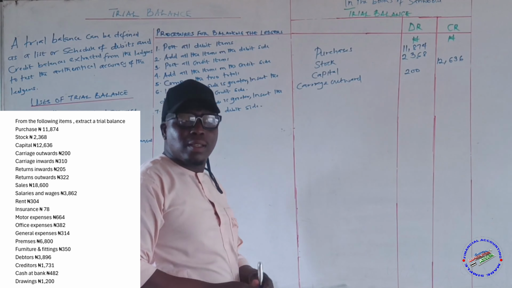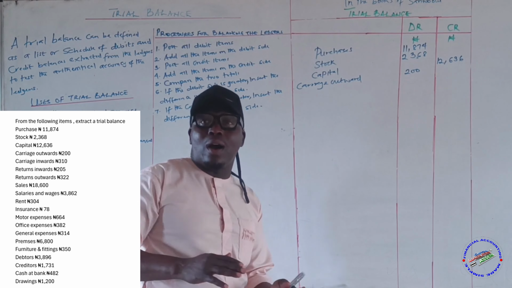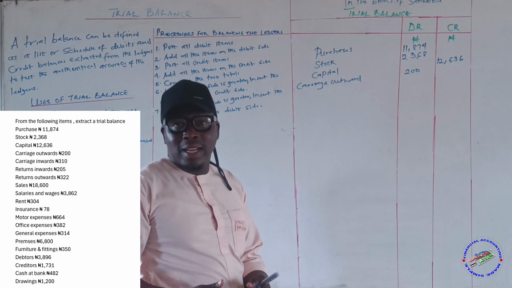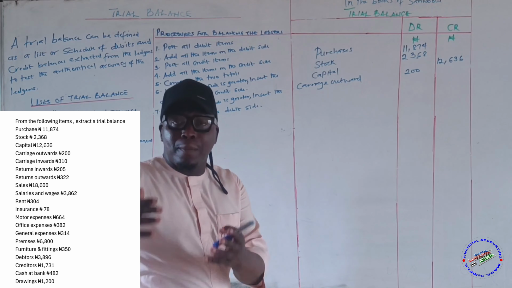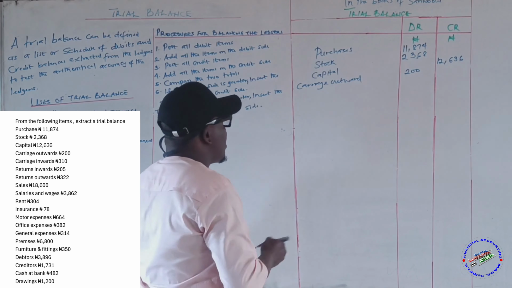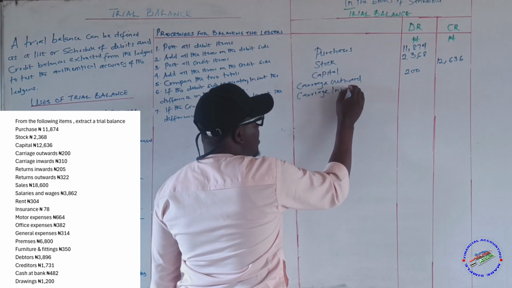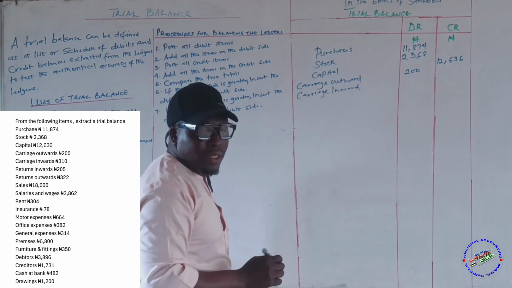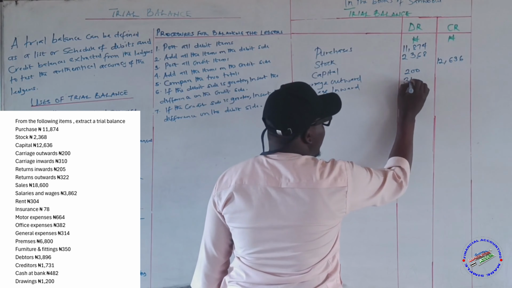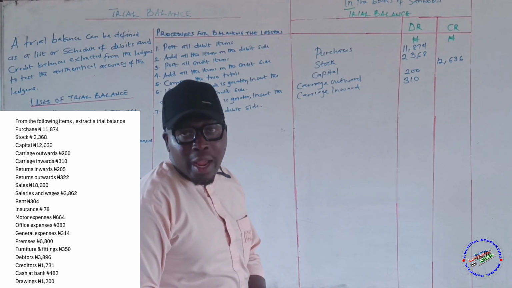The next one is carriage inward. Carriage inward is the opposite of carriage outward. The same way we transport goods to our customers, we also bring in the goods that we are buying from the market, and the cost of paying for that transportation from the market to our store or shop is carriage inward. So this cost is going to be on the debit side since it is an expense. So we have 310 naira.